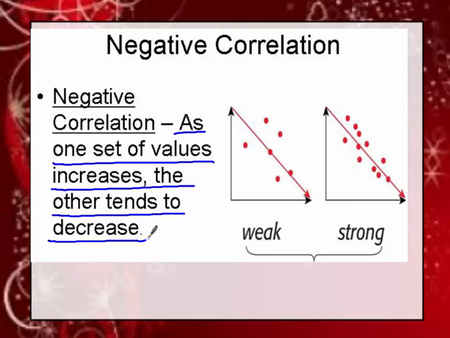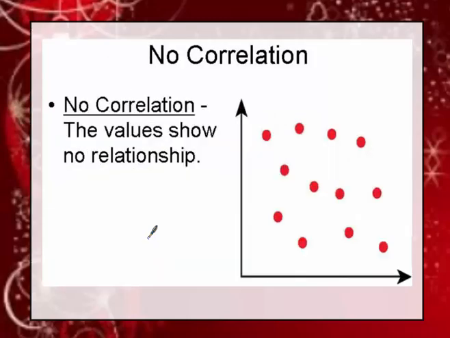A negative correlation is like a negative slope. It's going downhill. And again, we have weak and strong correlations. And then we have no correlation, where the dots are just all over the place. So there's not really any rhyme or reason to how we put the dots up there, and it shows that there's no relationship between the two types of data that we have.